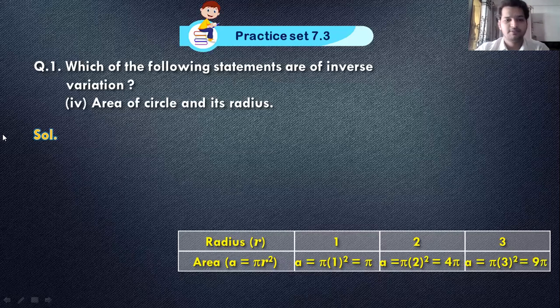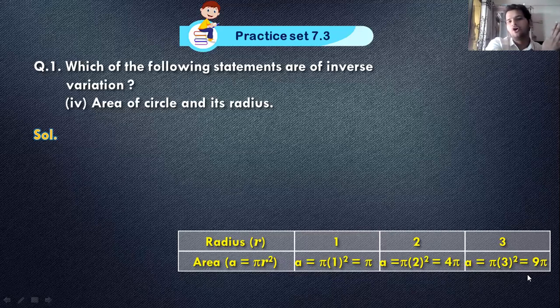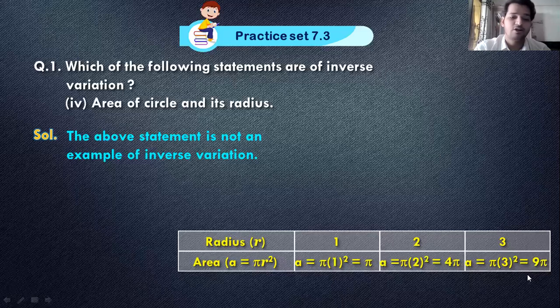Now compare it, students. As you are increasing the radius from 1, 2 and 3, the area is affected as pi, 4 pi, 9 pi. So is it increasing or is it decreasing correspondingly? What do you all think? When you are increasing the radius, what is the change in area? Is it increasing or is it decreasing? Correct. It is increasing. So that means the above statement is not an example of inverse variation. Simple and clear. Okay, fine. So you can start writing now.